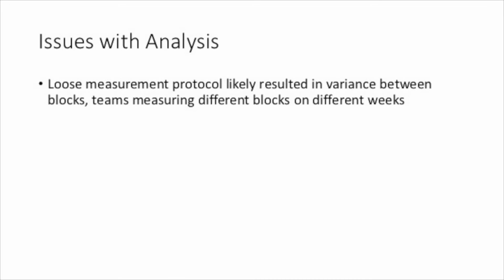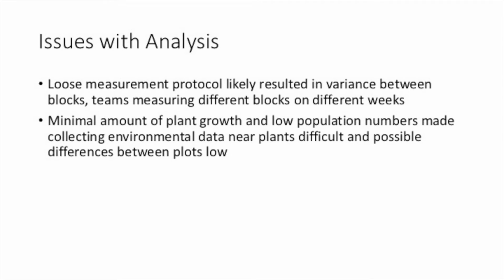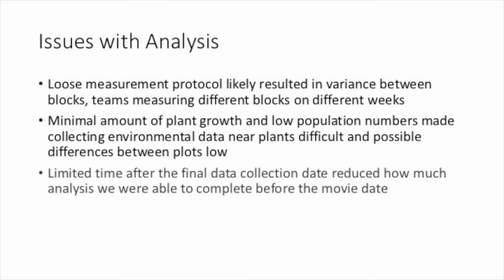A loose measurement protocol likely resulted in variance between blocks. Teams measuring different blocks on different weeks also contributed to this variance. A minimal amount of plant growth and a low population number in some plots made collecting environmental data near plants difficult and made any differences between plots low. A limited amount of time after the final data collection day reduced how much analysis we were able to complete before the movie date.